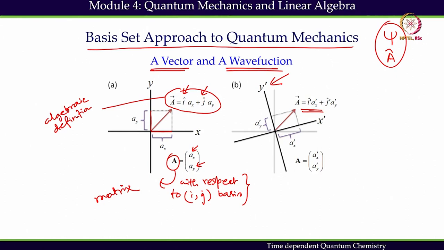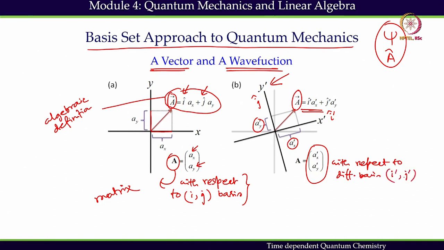And if I rotate that, then what will happen? My i would be different. This is now i dash. My j would be different, in a different direction, and their components will also be different. But the same vector would be represented by different basis, different components with respect to different basis. Right now the basis is i dash j dash. The basis is not the same for these two representations, although the vector is the same. The same vector I am representing with two different bases. And if I change the basis, I will change the components as well, and that is why the matrix representation will change. But each representation is representing the same vector.